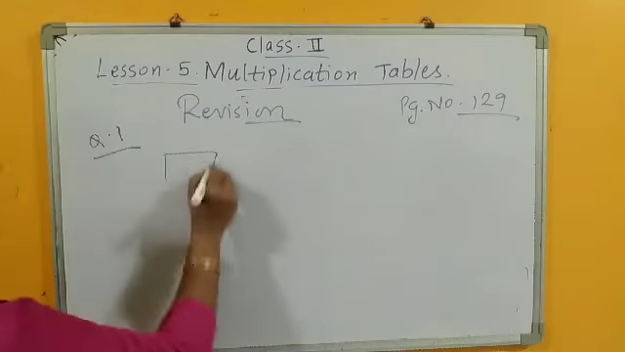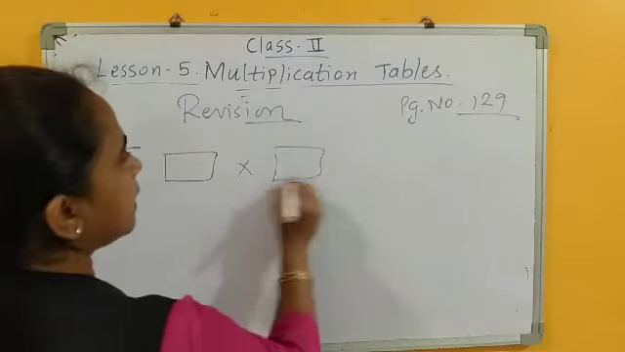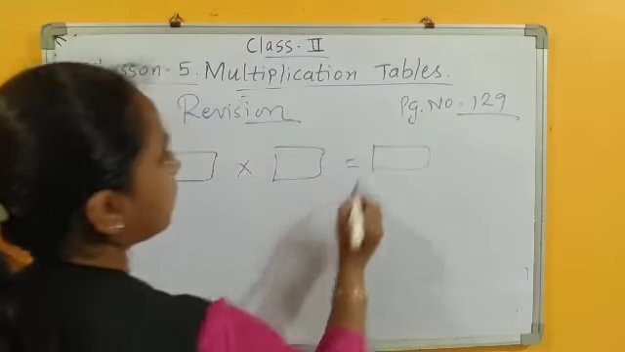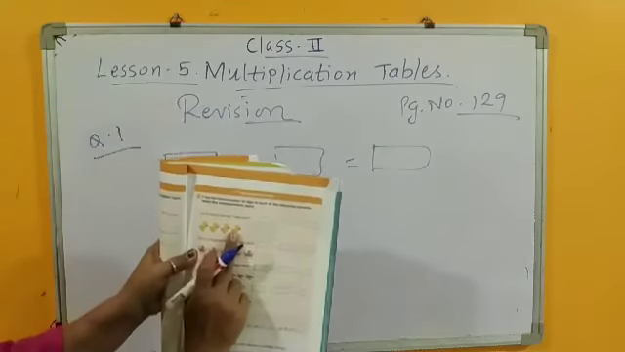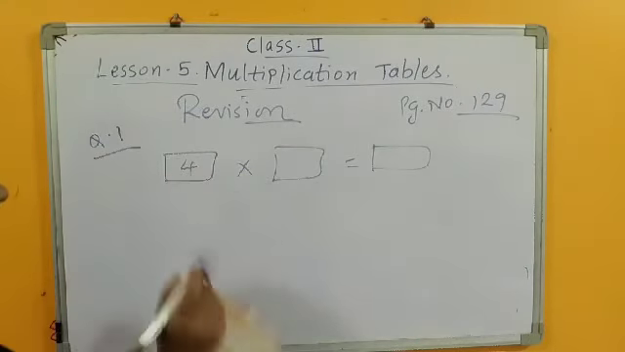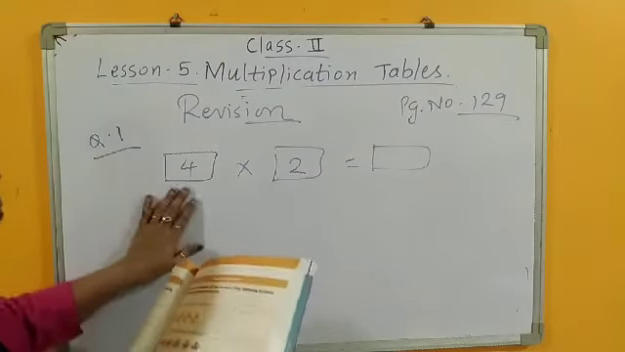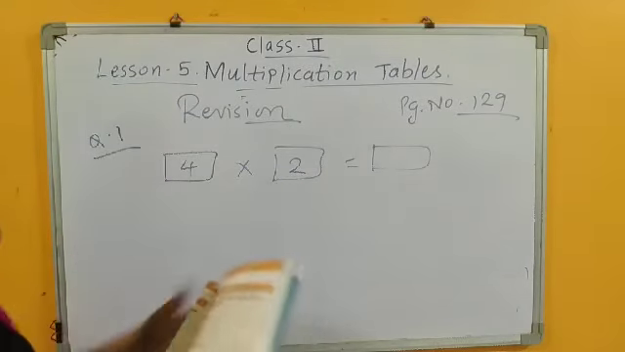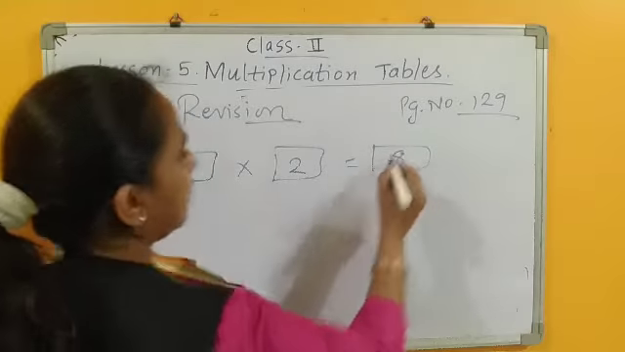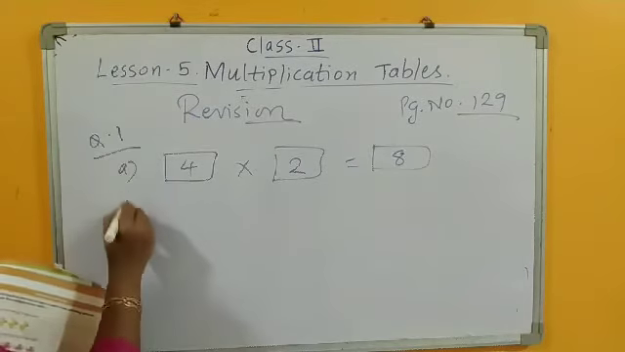So what will you write? How will your multiplication fact be made? 4 ducks. So, how many groups? 4. And each group how many? 2. Okay, so like this. 4 ducks, 2 legs. So 4 twos are 8. Okay, this is A. Then B.